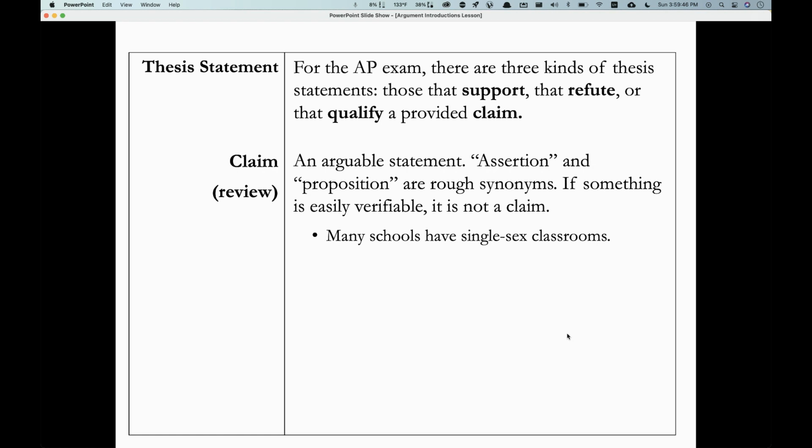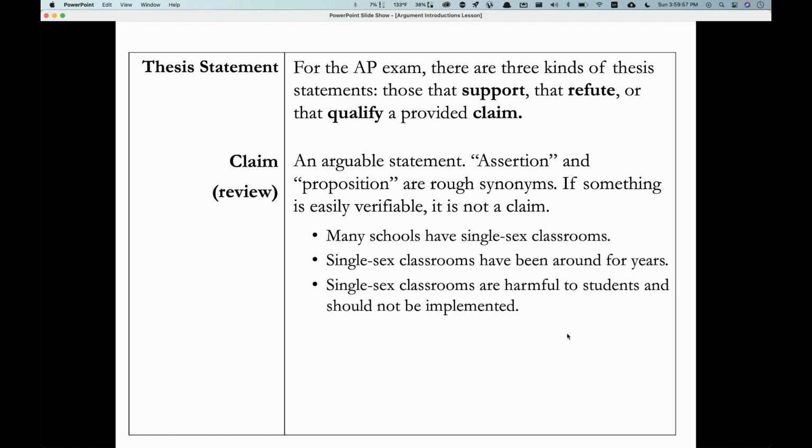So many schools have single-sex classrooms. Yeah, that's a fact, at least in some places. Single-sex classrooms have been around for many years. Yeah, again, a fact, easily verifiable. This one, though, single-sex classrooms are harmful to students and should not be implemented. Harmful is a claim of value, and they should not be implemented, claim of policy.